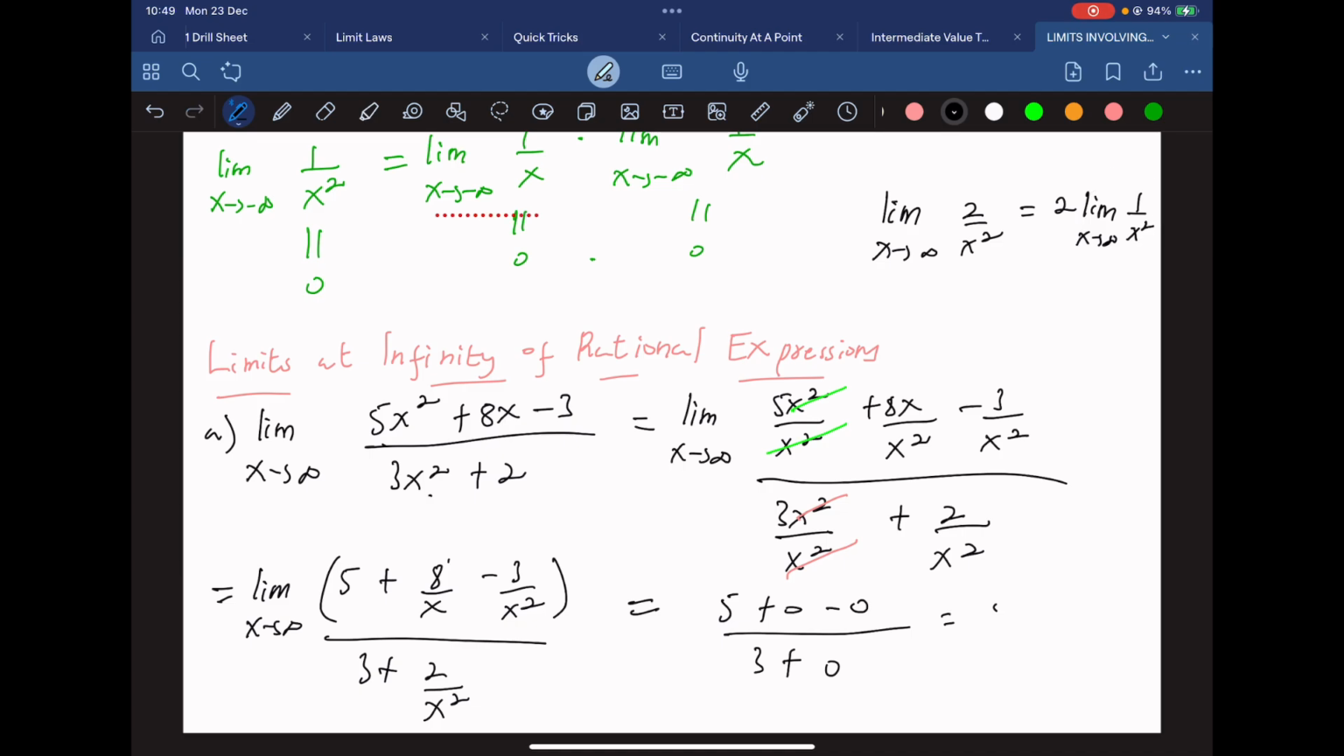So we just have 5 out of 3. So my question to you is, instead of positive infinity, what if we had negative infinity? Will our answer change in that case? No. Remember, if the limit was going to negative infinity, we would have gone through the same process, so we still end up getting the same answer. I hope this is clear enough.